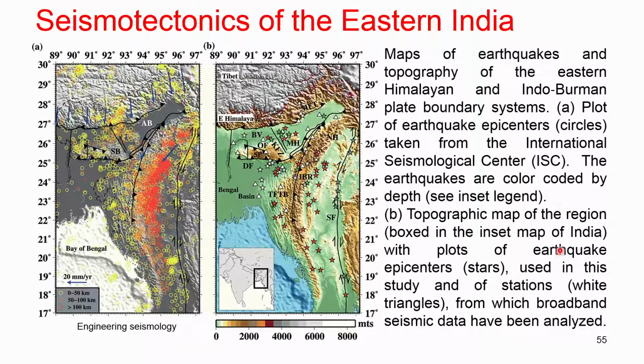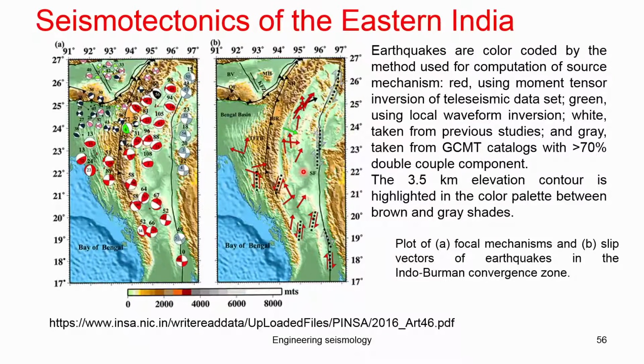The topography of the map box is the inset where this topography is mapped here. The star symbol is used for the epicenters of the earthquakes, and the white triangles are the broadband seismic stations. There was a seismic network installed in that place, in the northeast, as we discussed in the Indian seismic data instrumentation. Those data are used to interpret and understand what happens in this region. That is how the seismic data are useful.